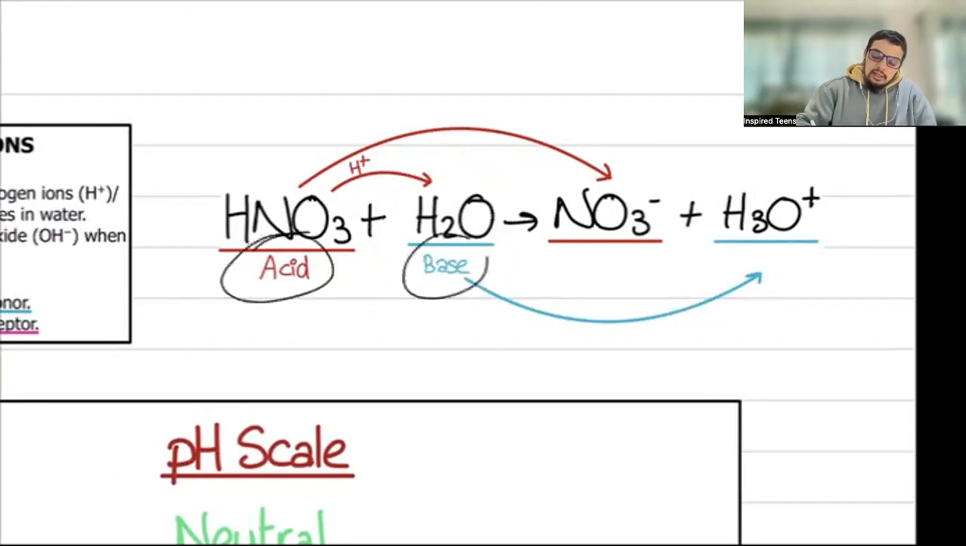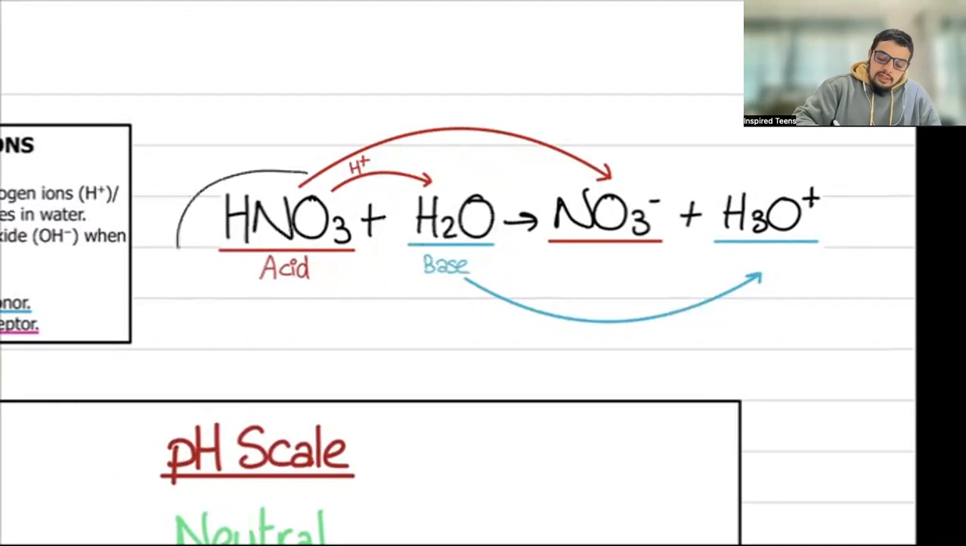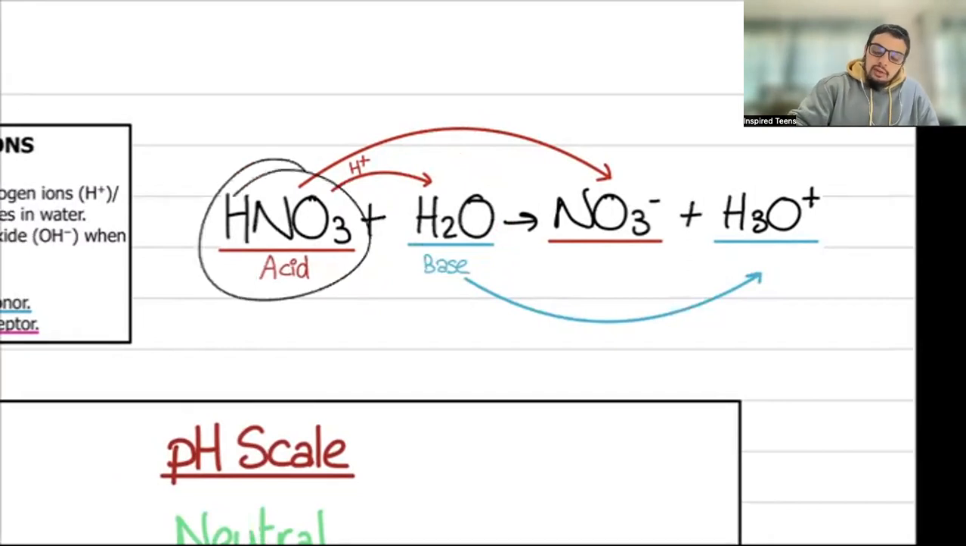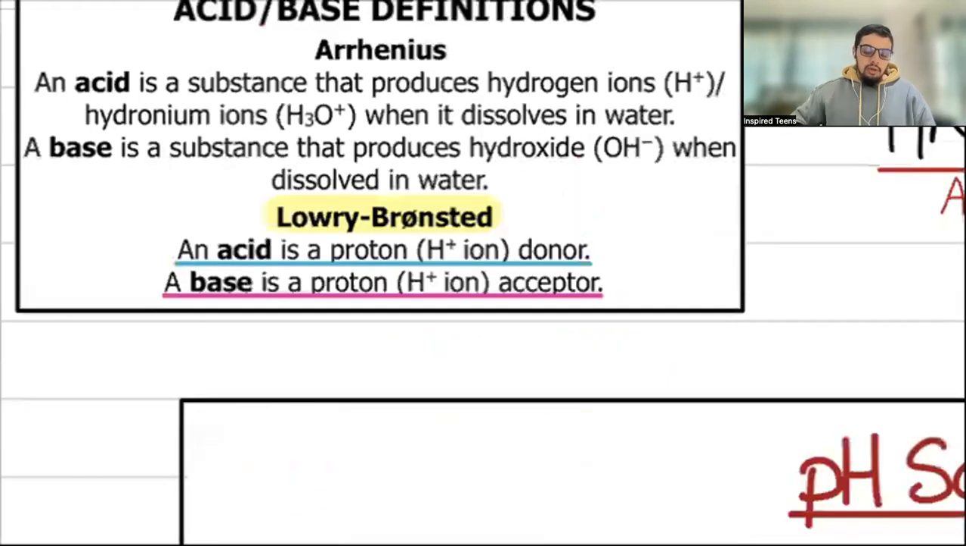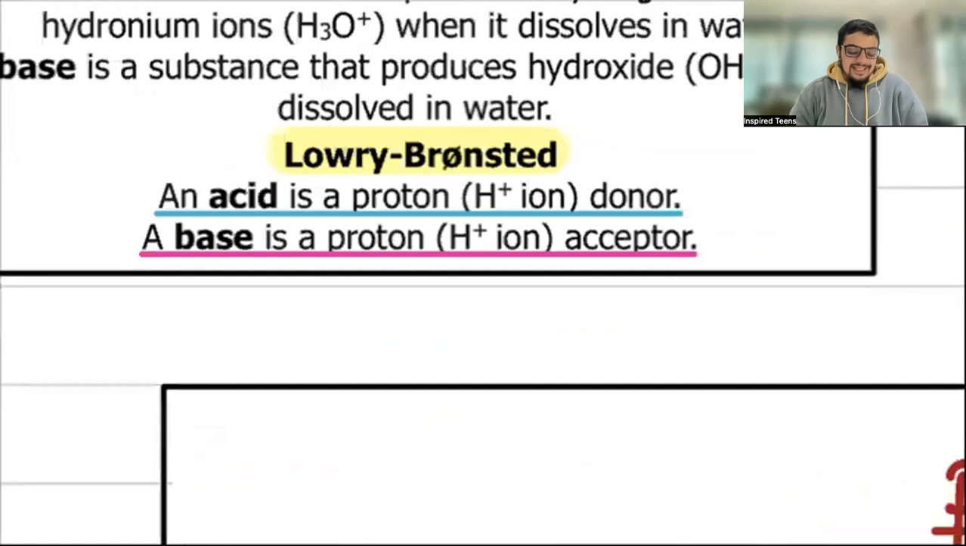So here we have an acid, here we have a base. HNO3 is the one donating, H2O is the one receiving. Because HNO3 donates, we refer to it as an acid. Because H2O receives, we refer to it as a base. And that is the Lowry-Bronsted definition of an acid and a base explained in terms of that chemical equation. Lowry-Bronsted says that an acid is a proton donor, and we saw it in that equation. HNO3, which was the acid, donated the hydrogen atom.